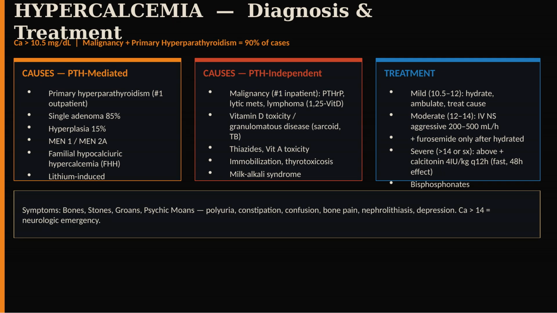Dialysis for renal failure, and the symptom mnemonic: bones, stones, groans, and psychic moans. Bone pain, kidney stones, constipation and abdominal pain, confusion and depression, with polyuria layered on top. A calcium over 14 is a neurologic emergency.